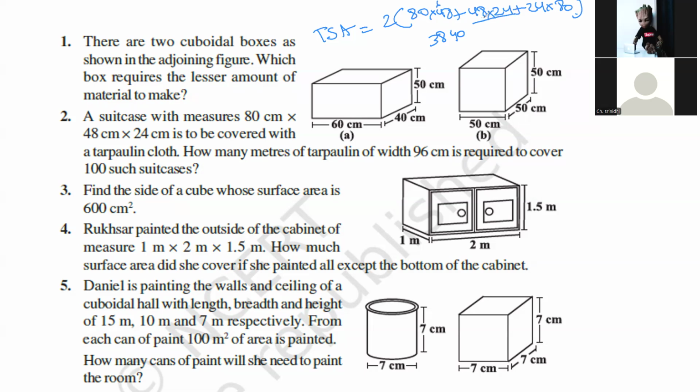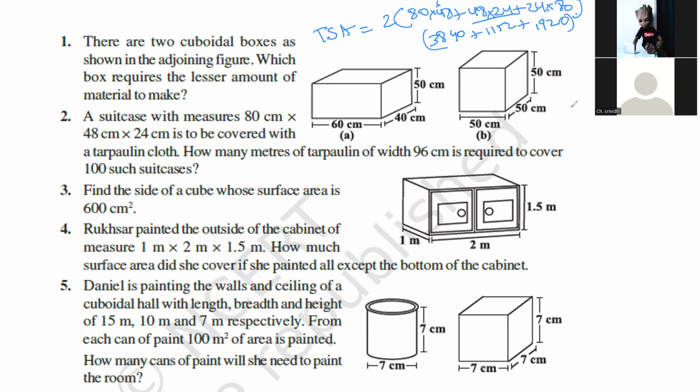48 is nothing but 24 into 2. 24 square is 576. So 576 into 2, 1152. Tell me whether I am correct or wrong. 24 into 80 is 1920.